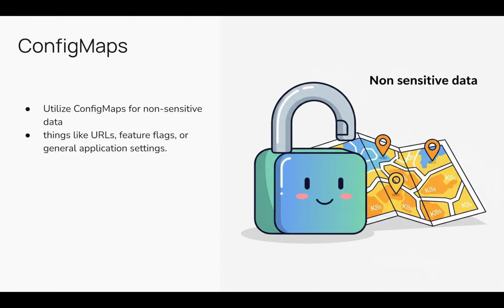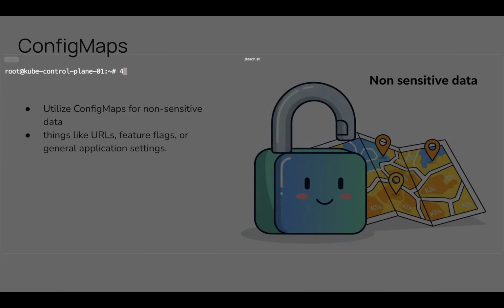Both of these resources store data as key value pair, and importantly, they can both be injected into your pod in two primary ways, either as environment variable or mounted file in a volume. Let's start by diving into the ConfigMap. Let me switch to the terminal.